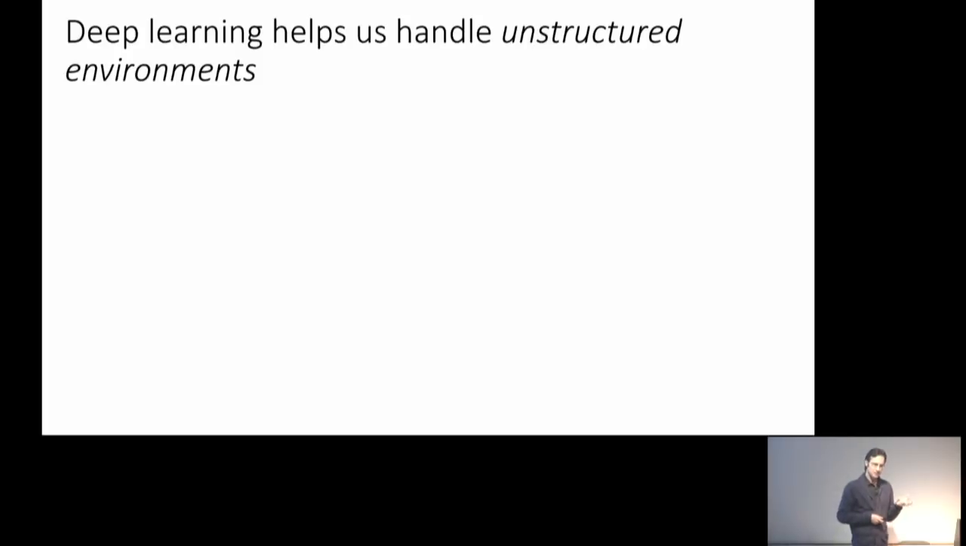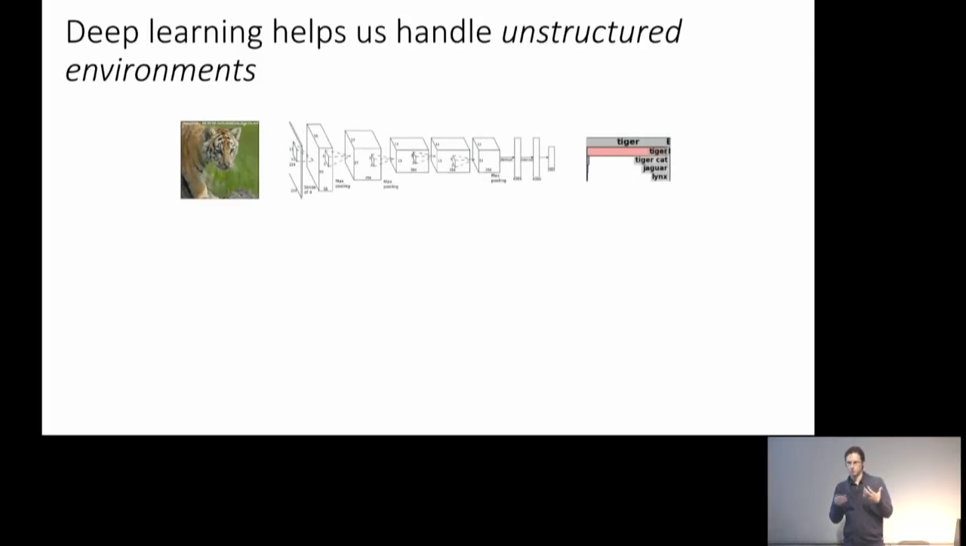So deep learning helps us handle unstructured environments by allowing us to build very large and powerful models that can deal with raw sensory observations. So, for example, you can build a deep neural network model with millions of parameters that can directly read in the raw pixels of an image. So without having to worry about someone else having detected the right features, just feed in the raw pixels and detect what is in that image. So is this a picture of a tiger or a jaguar or a lynx or something else?